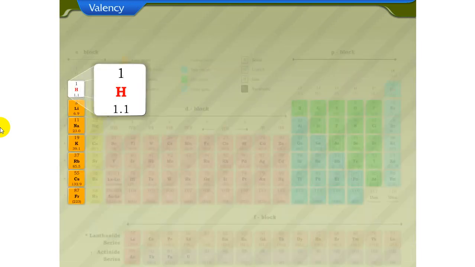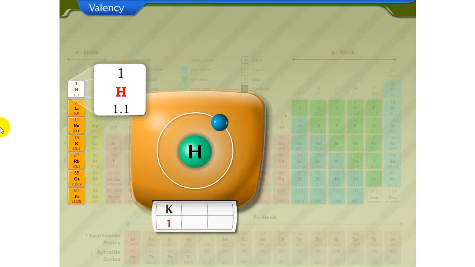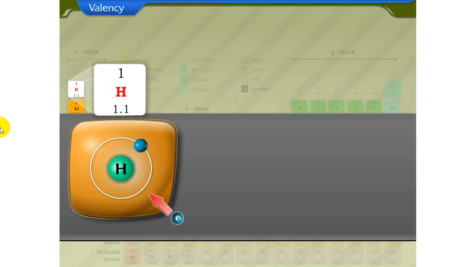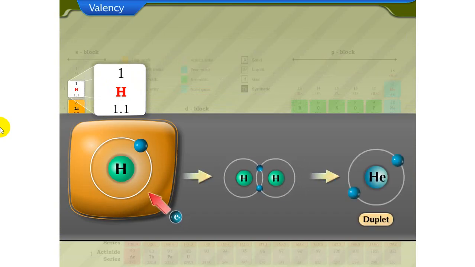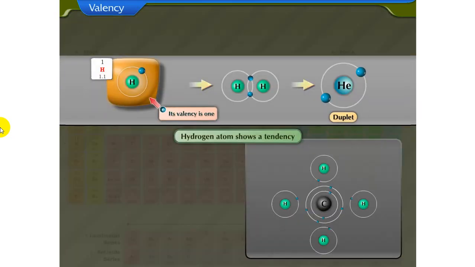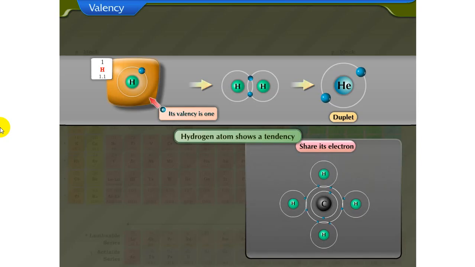What is the valency of hydrogen? The atomic number of hydrogen is 1. The hydrogen atom has a single electron in its outermost orbit. It requires only 1 electron to complete the duplet. Thus, its valency is 1. Hydrogen atom shows a tendency to share its electron to attain a stable electronic configuration.